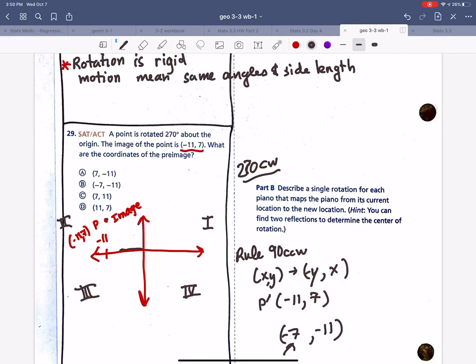Yeah, I like that. (-7, -11) is exactly the right quadrant. So this is my P prime, that's my image, and my pre-image is here in quadrant 3. So I get my answer, (-7, -11).